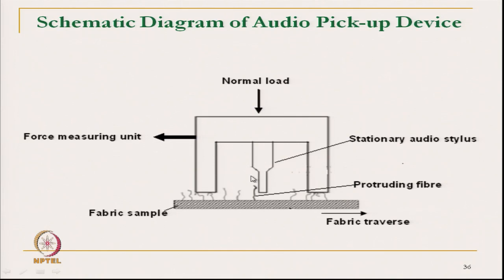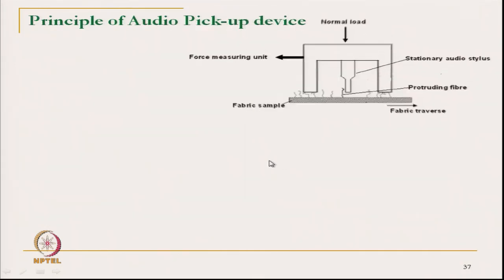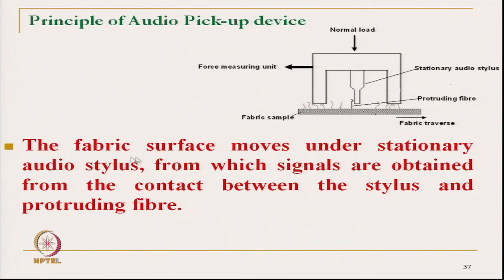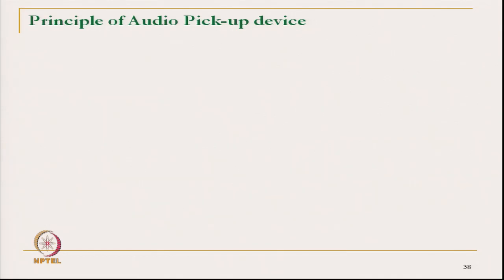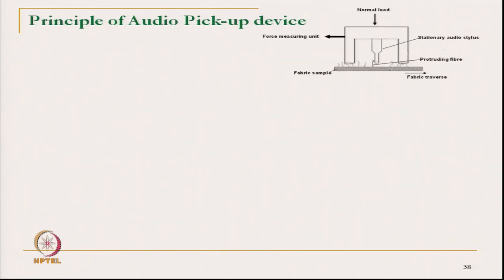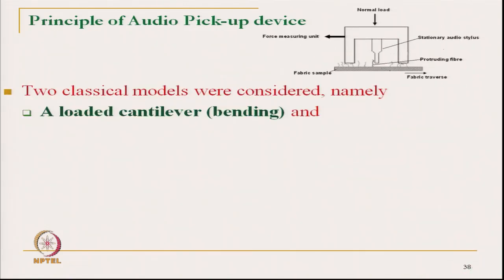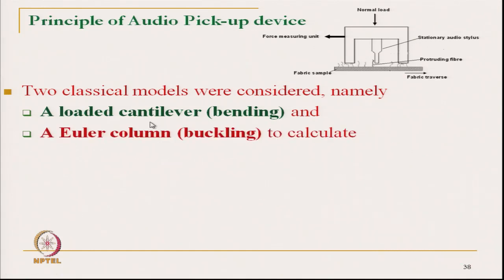So, we get characteristics. One is, as the fabric surface moves under the stationary audio stylus, from which the signals are obtained from the contact between stylus and the protruding fiber, we get some signal of the fabric bending and the buckling of the fabric. So, two classical models are here. One is the loaded cantilever, for which we measure the bending force, and the Euler column, that is for buckling.